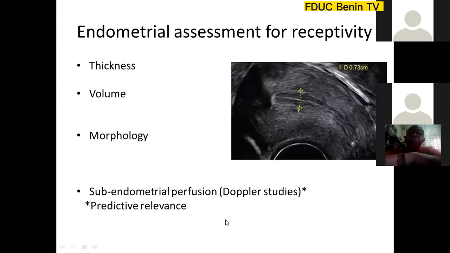Now, using a Doppler to assess the endometrial perfusion has been shown by studies to be the only one that can predict, or put it in a different way, the only one yet that can predict successful outcome. The thickness, the volume, the morphology, and the subendometrial perfusion. Some people have considered and scored these, what they call endometrial scoring. But even that scoring system has not been found very useful. So subendometrial perfusion appears to be the only one that has predictive relevance.